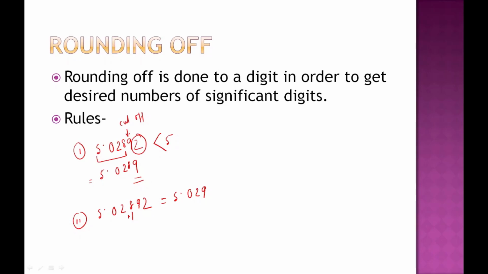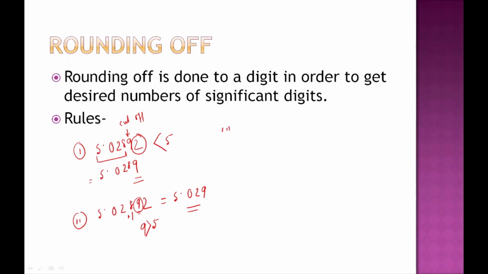See, in this case the number placed to the right of the cutoff digit is 9. So 9 is clearly greater than 5. So if this number is greater than 5, then we can add plus 1 to the cutoff digit, and after adding plus 1 we can write 5.029. So those are the two rules. If the number placed to the right of the cutoff digit is less than 5, the cutoff digit remains the same, and if it is greater than 5, then we can add plus 1 to the cutoff digit. So that's how it becomes 5.029.